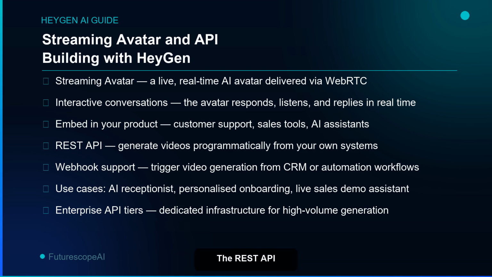The REST API lets engineering teams generate videos programmatically from any system, triggered by CRM events, onboarding flows, support tickets, or automation platforms. Webhook support means you can build fully automated video pipelines with no manual intervention. Real use cases include AI receptionists, personalized onboarding flows, and live sales demo assistants that respond to prospect questions. Enterprise tiers include dedicated infrastructure for teams with high volume generation needs.